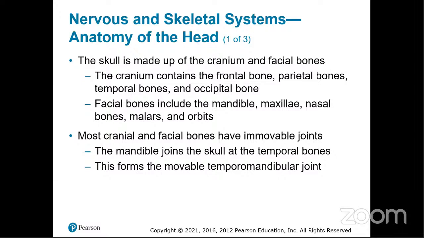You guys don't need to know them. I promise you, you're good. Okay. Facial bones include the mandible, maxilla, nasal bones, molars, and orbits. Most cranial and facial bones are immovable joints. The only time they're not is in a child, where those plates will fold over each other. The parietal, the frontal, the temporal fold over. And then as they get older, the cartilage hardens and then they're a solid joint.